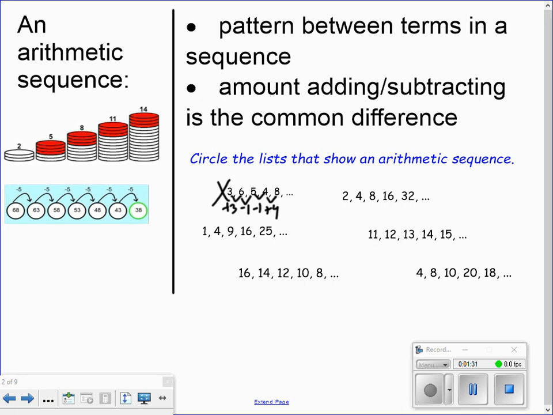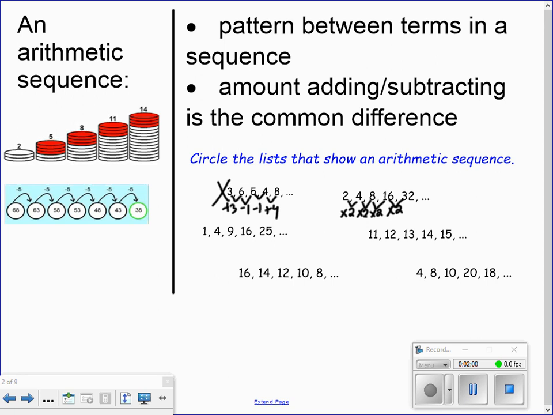If we move to the next one, just to the right, we're looking at from 2 to 4, 4 to 8, 8 to 16, 16 to 32. We can see here that the pattern is times 2. So this is a sequence, but because the amount is not changing through addition or subtraction, this would not be considered an arithmetic sequence. This would be what we refer to as a geometric sequence.